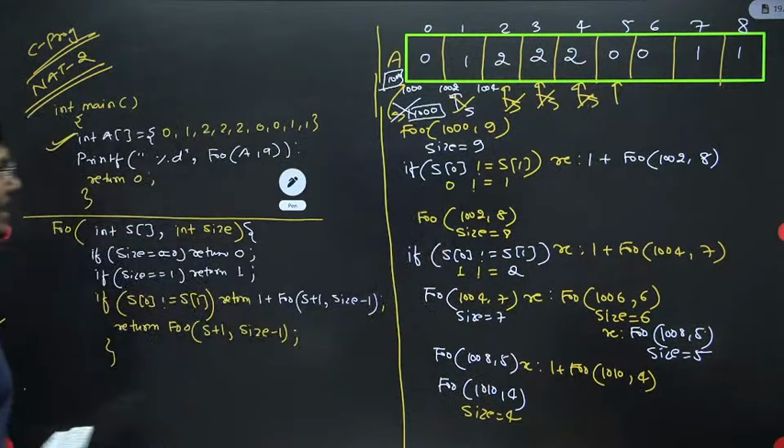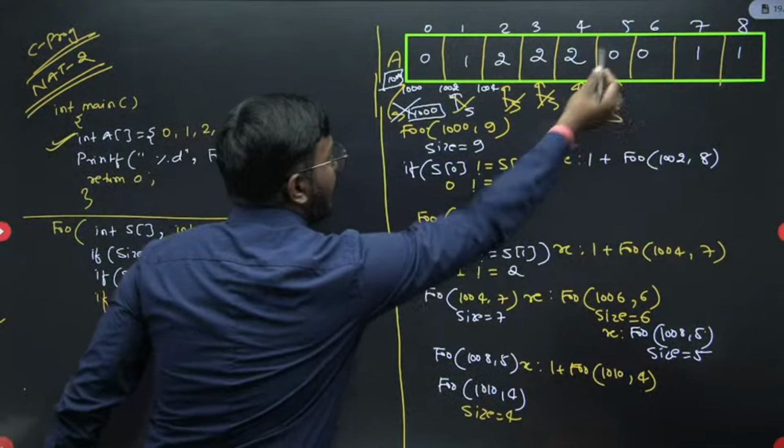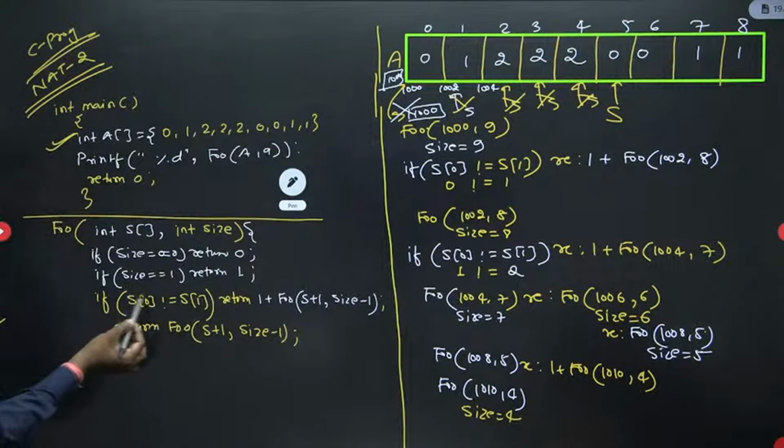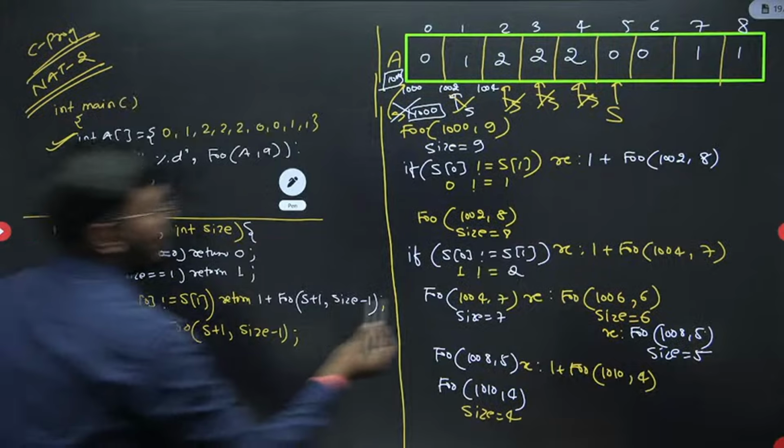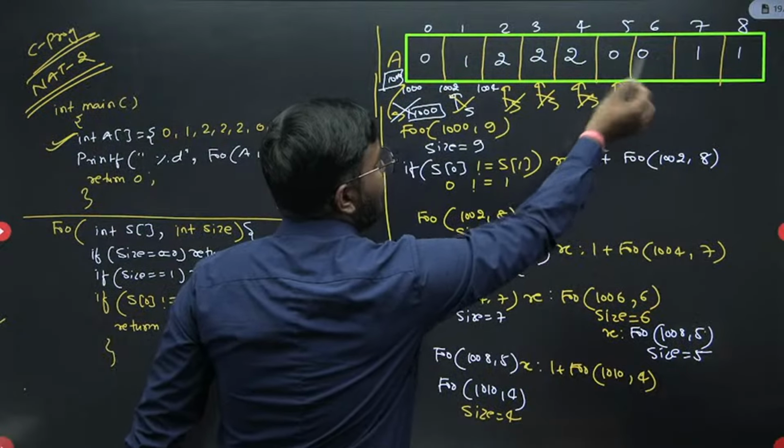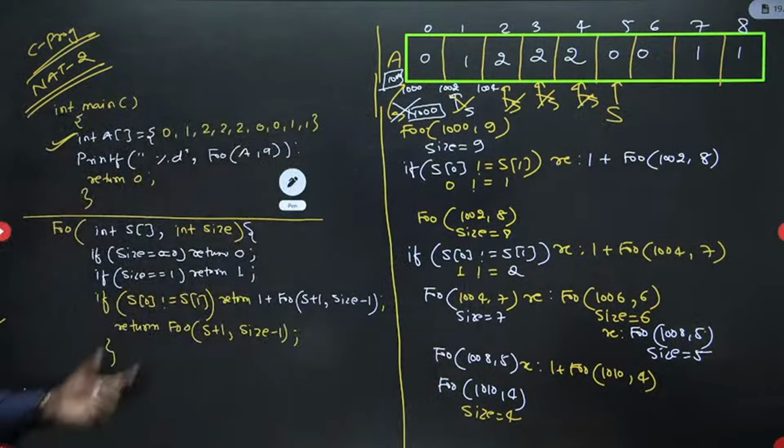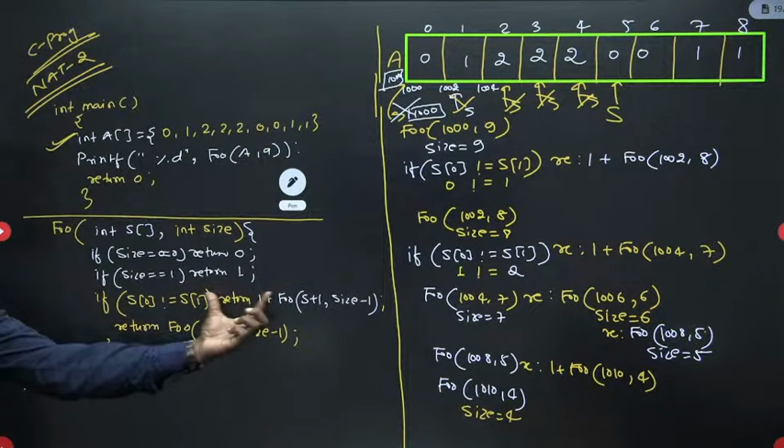Getting my point? So what is S of 0? So the S is pointing to this location. What is S of 0? S of 0 is 0, not equal to S of 1. What is S of 1? S of 1 is again 0. So both have the same value. If it is same, then don't return this. Condition is false means don't execute this part here. Execute this return value here.